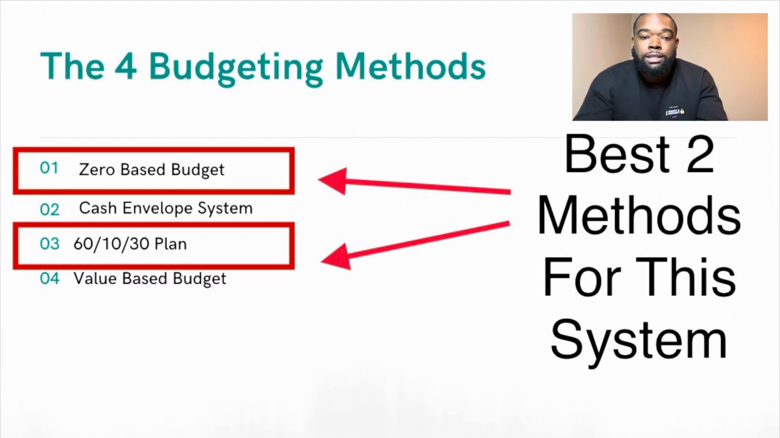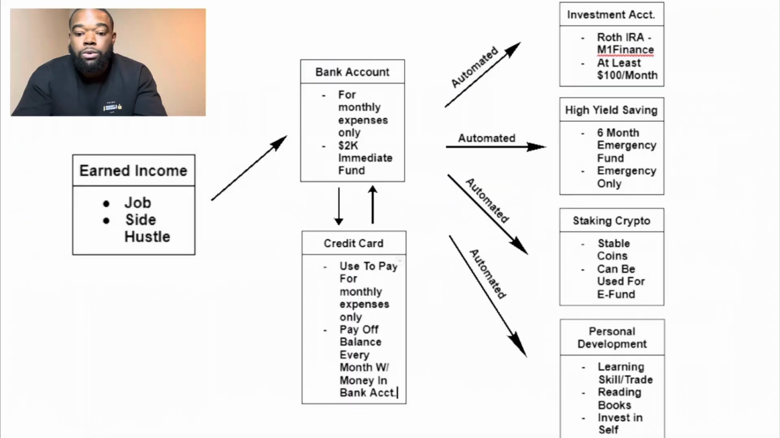The second one is the 60-10-30 plan. This is an allocation method that basically splits up your money into 3 different categories: 60% going to needs, 10% going to wants, and 30% going to saving and investing. Those 2 ways are going to help you in the simplest way possible figure out what your monthly expenses are. That needs to go inside your checking.